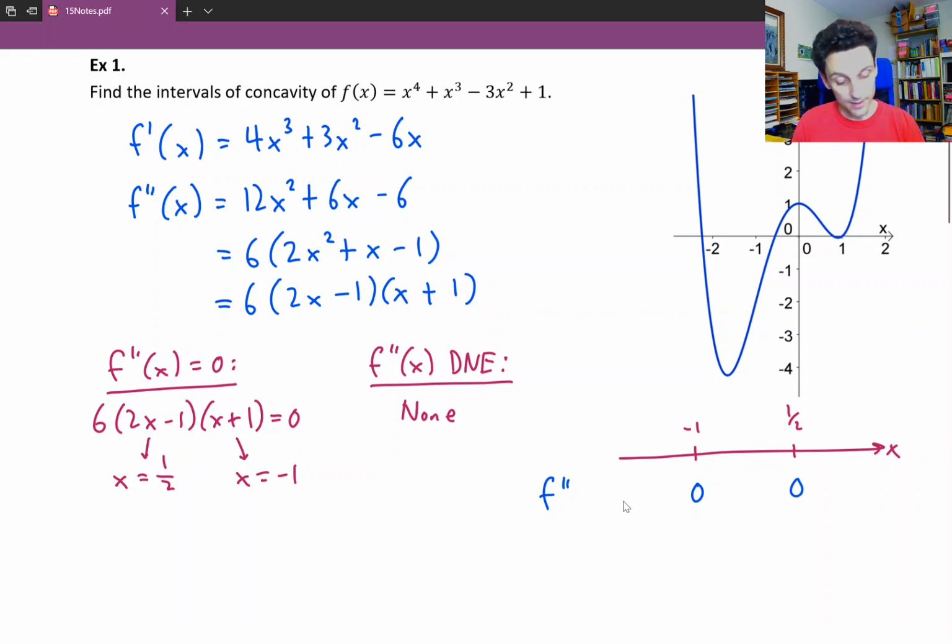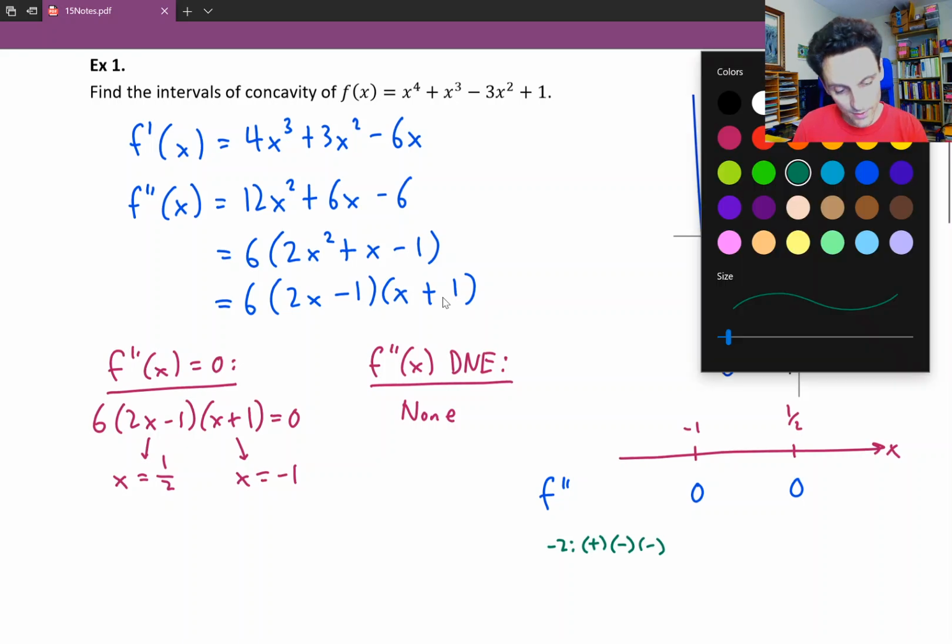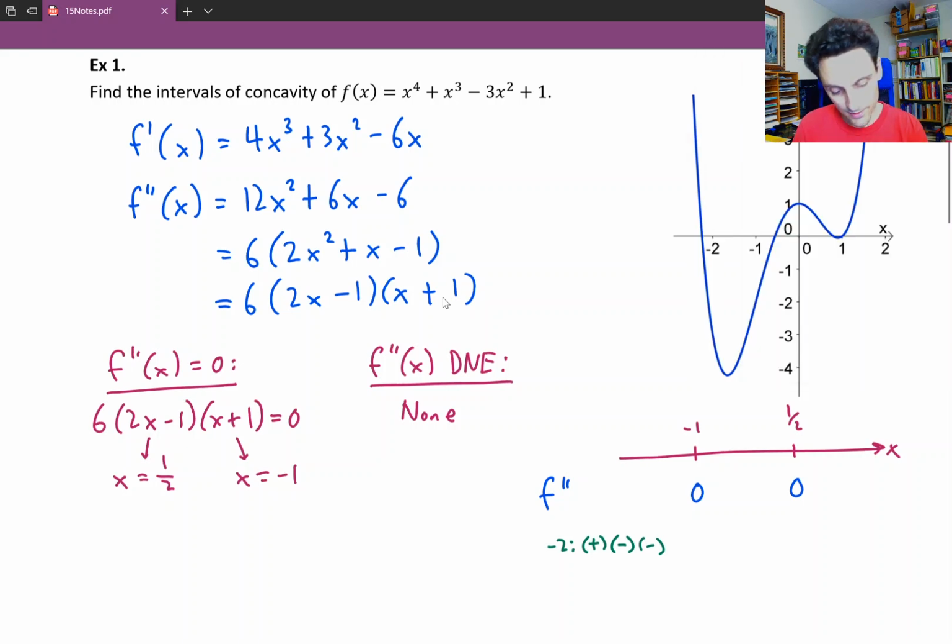So now we can pick some x value inside of the first interval, like say -2, plug it into our second derivative, and let me just do a little work on the side for that. So -2, if we plug it in, we're going to get positive 6 times, and then -2 times 2 is -4, minus 1 is a negative number, and then -2 plus 1 is a negative number. Overall, we have an even number of negative factors, which gives you a positive sign for the second derivative.